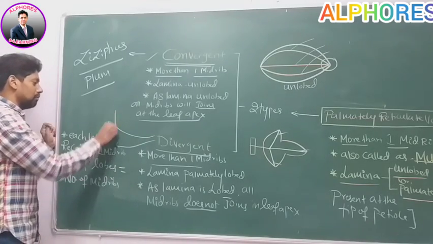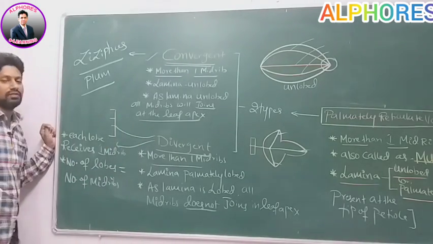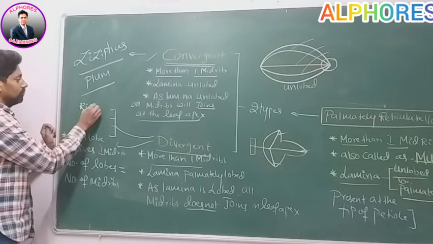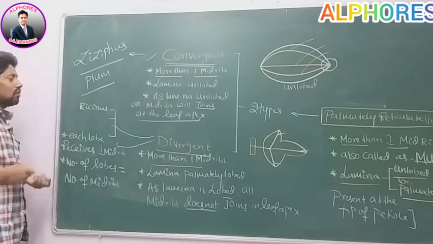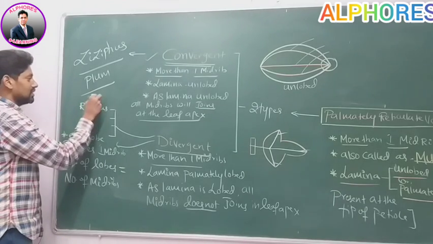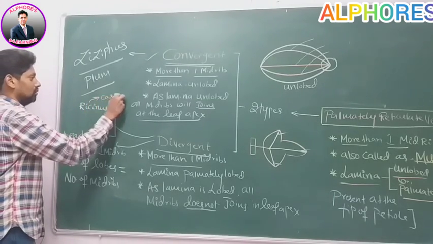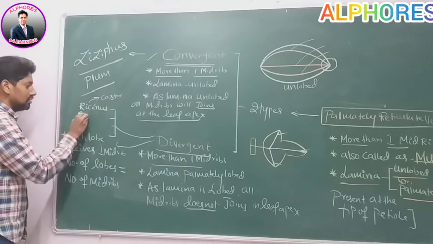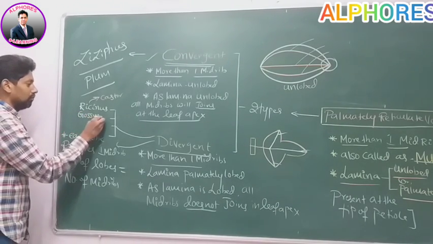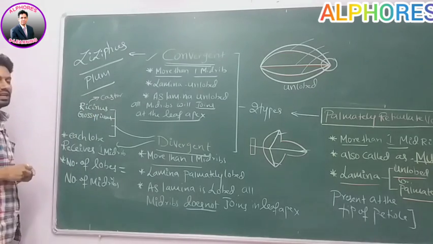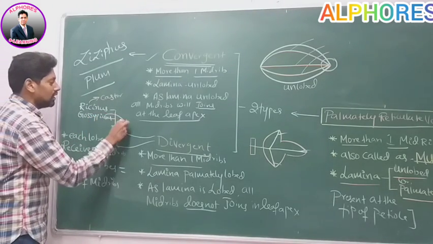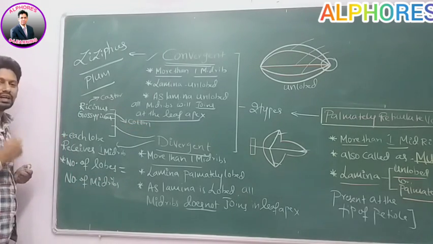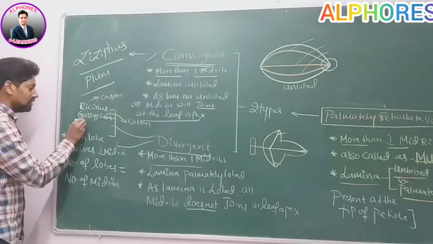Go for examples of divergent. Number one, Ricinus. Sir, what is the meaning of Ricinus? Ricinus means nothing but castor. Second example is Gossypium. Sir, what is the meaning of Gossypium? Cotton. Okay. Next one is Carica.